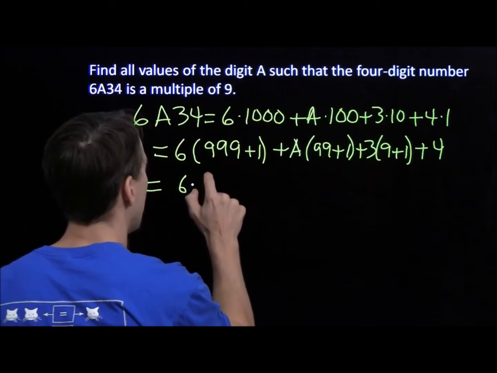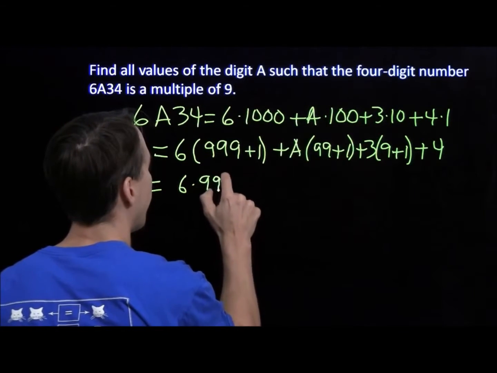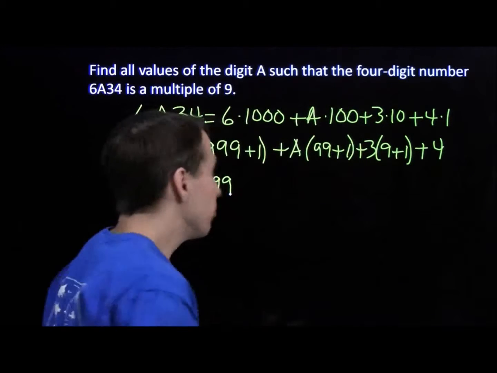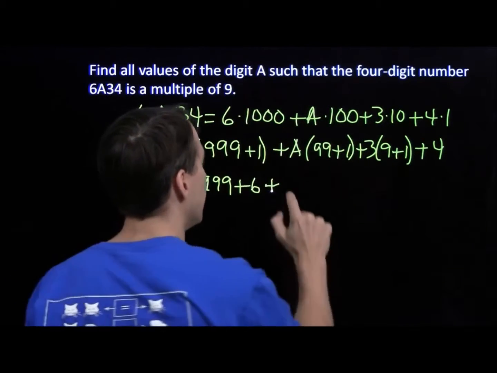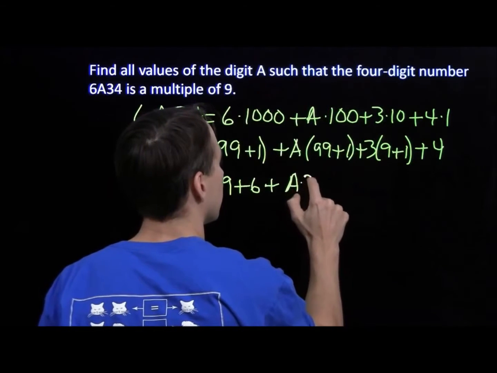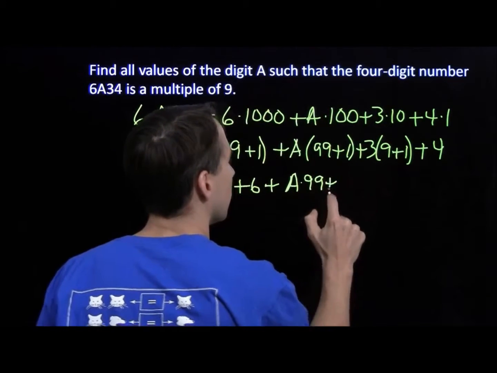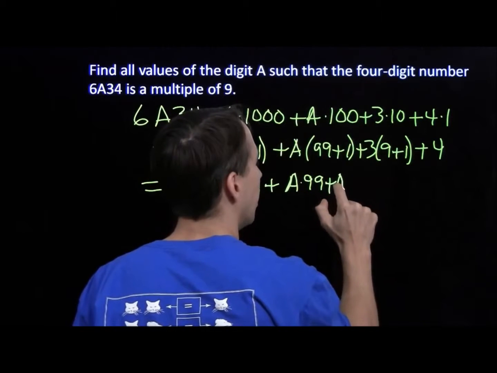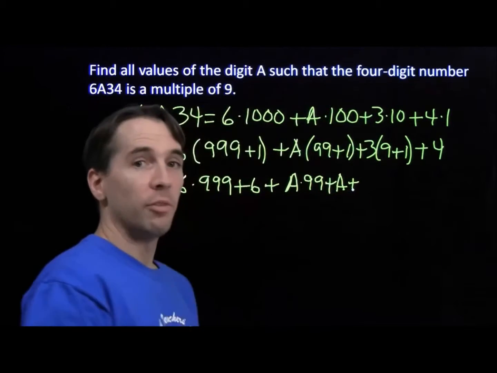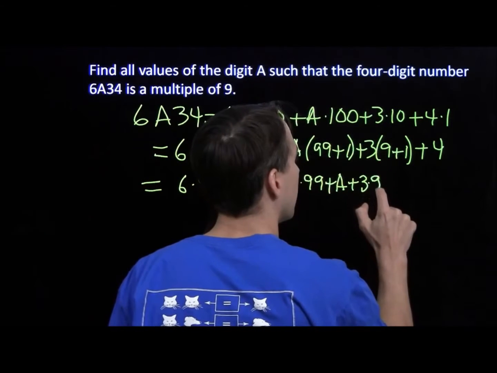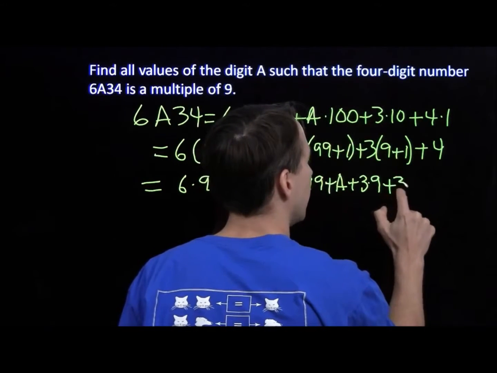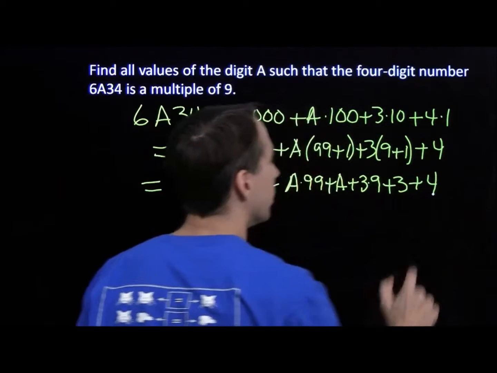So over here we'll have 6 times our 999. And then 6 times 1, that's just 6. Then we have a times 99. A times 1, that's just a. Then we have 3 times 9. And 3 times 1 is just 3. And then we have our lonely little 4 out here.